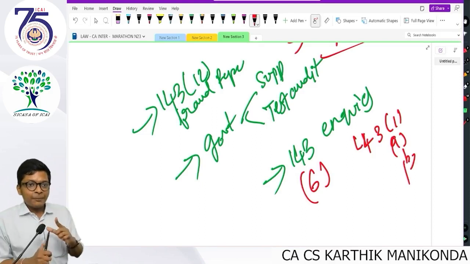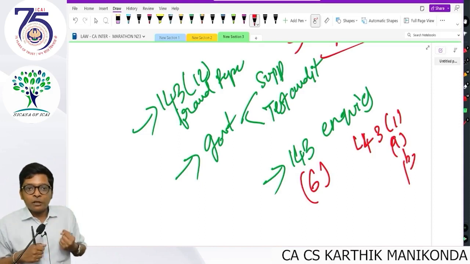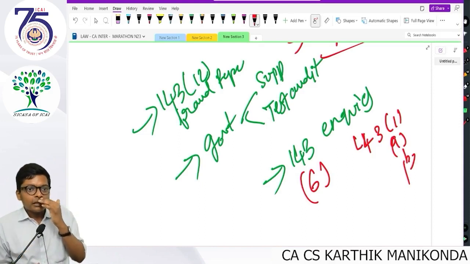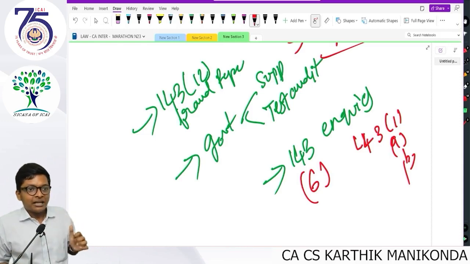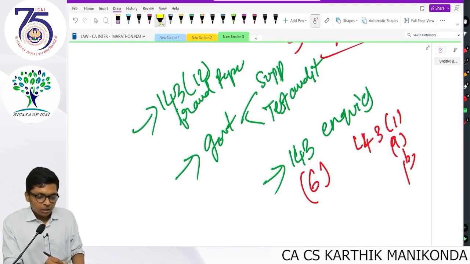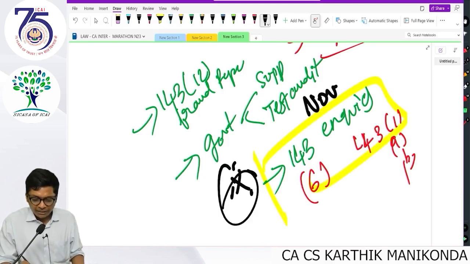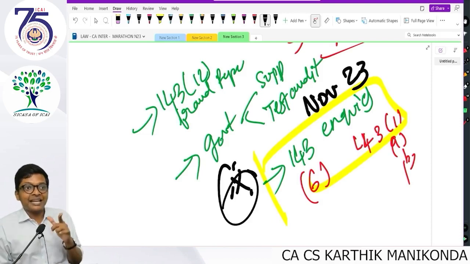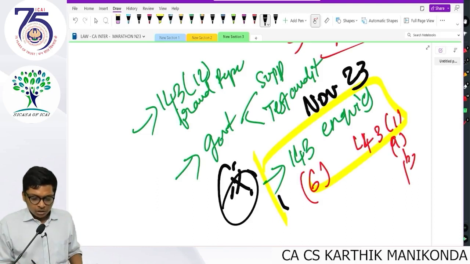Enquiries into: has the company given any loans and advances? Have they received cash for issue allotment of shares? Are the loans and advances made prejudicial to the interest of the company? Are book entries made prejudicial to the interest of the company? Is any investment sold by the company at less than cost price? Mark that one as important for November 23, because latest they asked it in the RTP, which is 6 points, 6 marks.